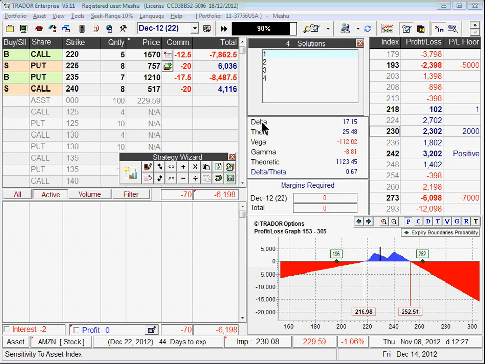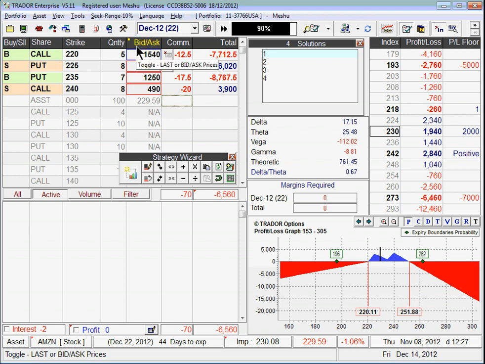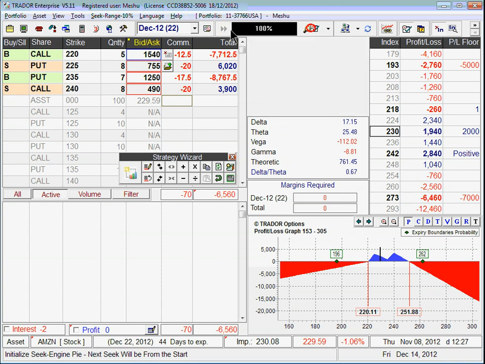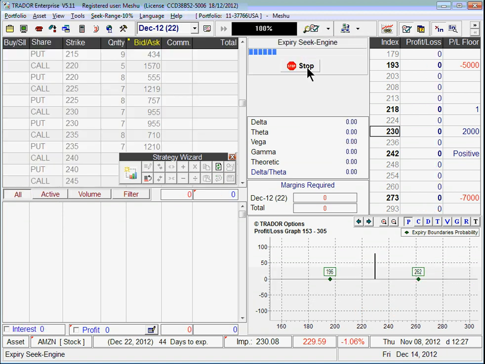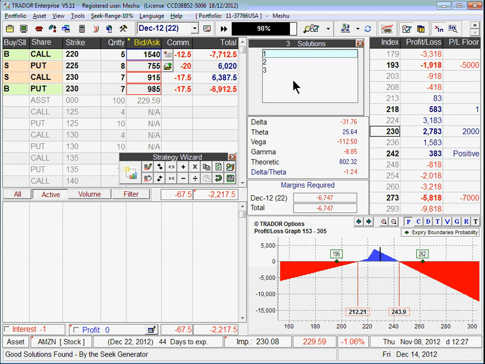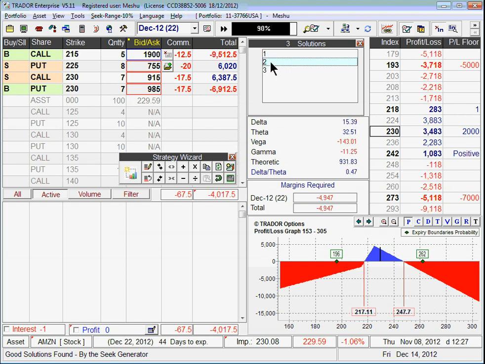We can also switch to bid-ask mode and activate the seek engine, so it will try to find solutions that buy options with the ask market price and sell options with the bid market price. And again, initialize the seek engines to start from scratch and activate the engine. Remember to fill in the floor definition with index gaps at first, and only if solutions were found, add more accurate floor definitions as amounts.